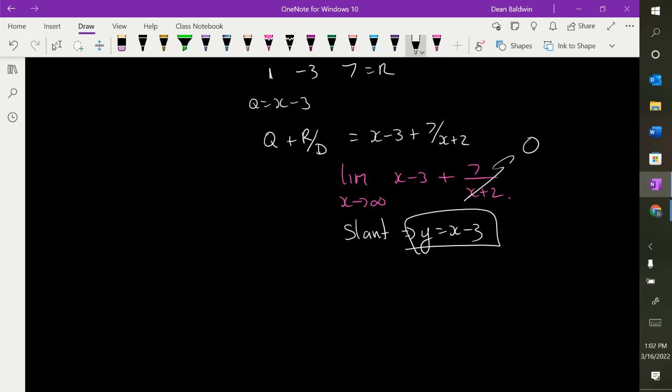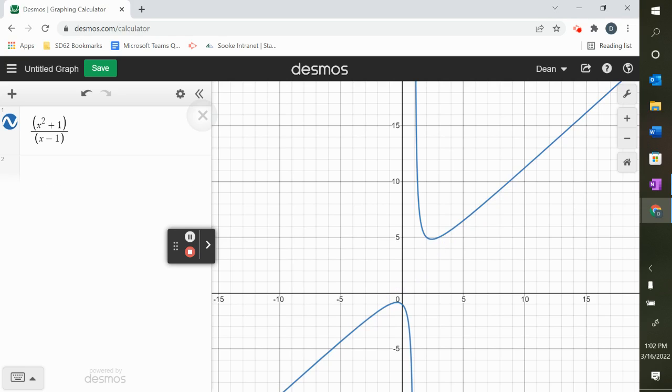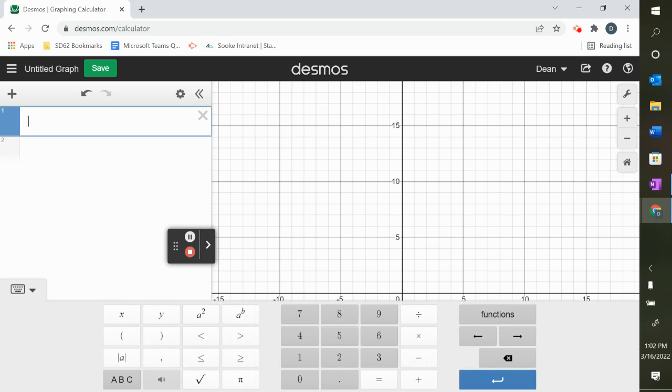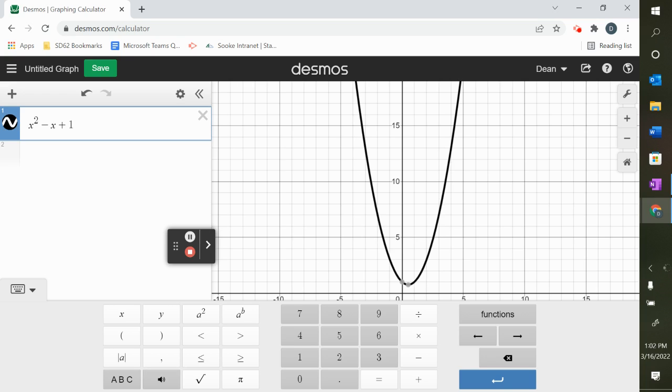Look at a parabola. This one is just to show you, and we're not just making stuff up here. What did I write? x squared minus x plus 1 divided by x plus 2. x squared minus x plus 1 divided by x minus 2.